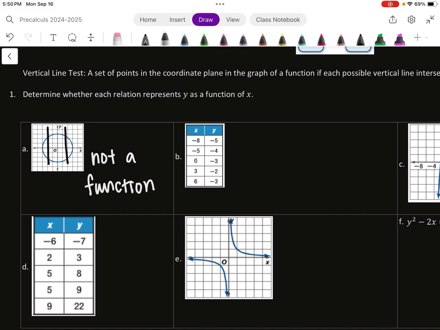All right, this next one is just a table. If every X value goes to exactly one Y value, then that is good. Typically, if the X repeats, then it's not a function, but the X does not repeat. The Y's sure do, and that's okay, so this is a function. I'll just write that as a note: X does not repeat.